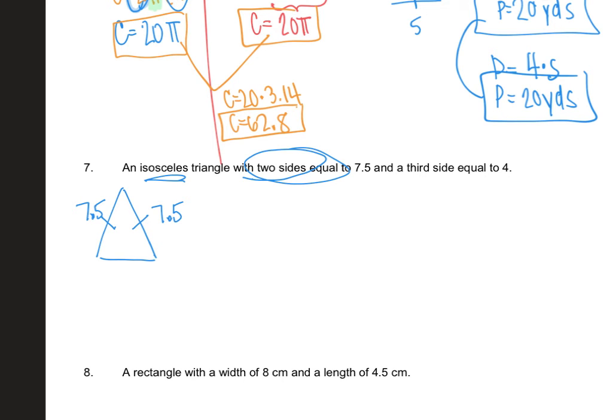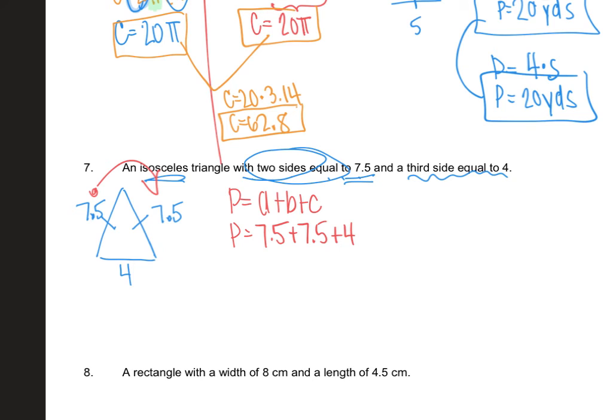Okay, 2 equal sides equal to 7.5. The third side is equal to 4. So now that we have our picture, we can do it the same way we did number 2. A plus B plus C, which is 7.5 plus 7.5 plus 4. Does it matter where I start or what's my A? Absolutely not. Just make sure you get all 3.